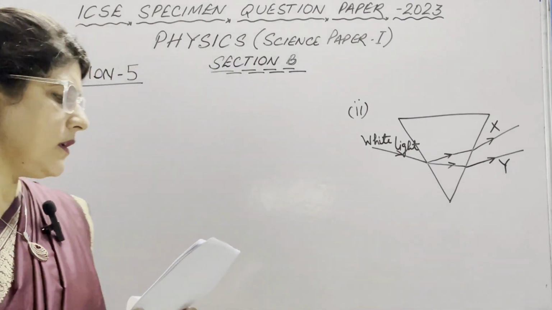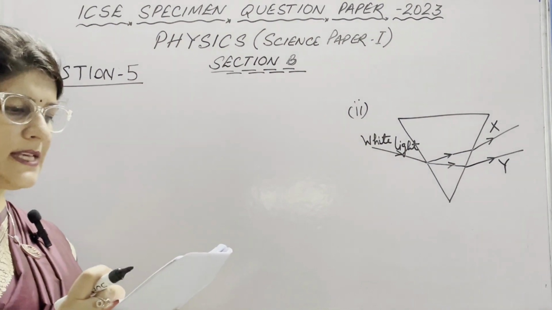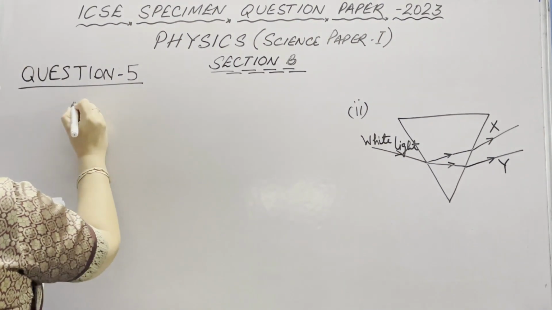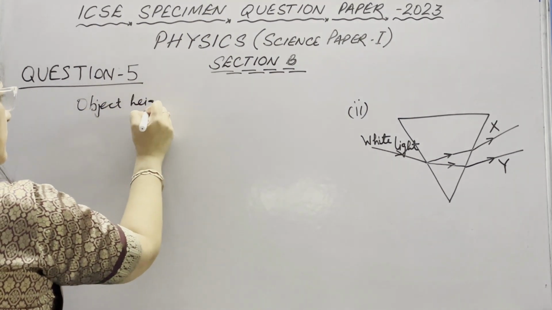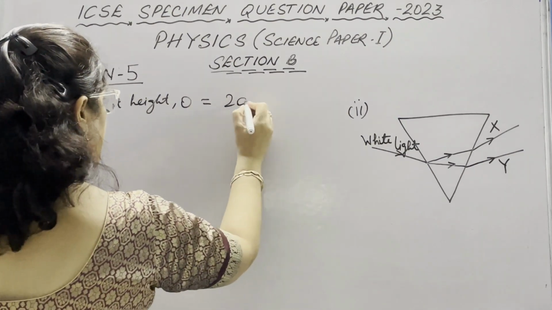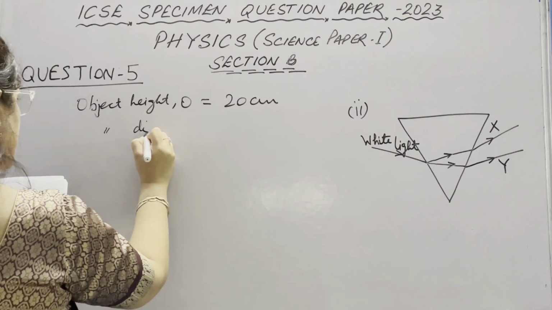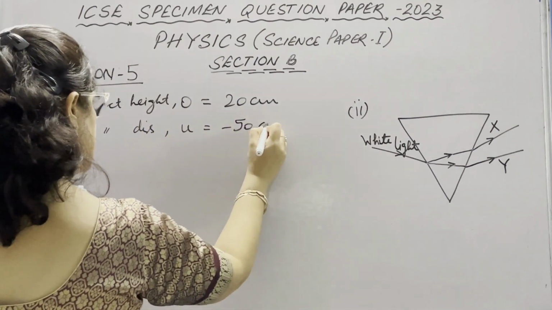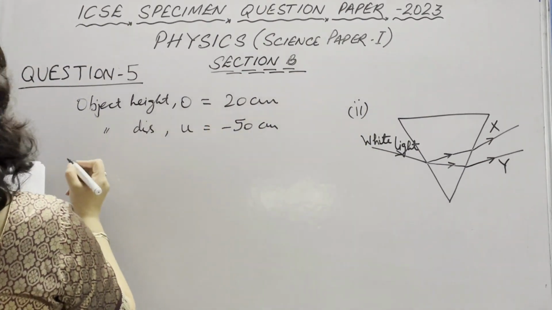Now coming to question 5, which also belongs to the chapter Light. First part: an object of height 20 centimeters is placed in front of a lens at a distance of 50 centimeters. It means the object height, which is represented by O, is given as 20 centimeters. Now the object distance, which is given by u, is minus 50 centimeters. We all know that it is on the left-hand side, so the minus sign should be there.